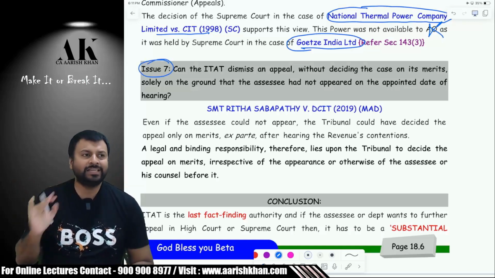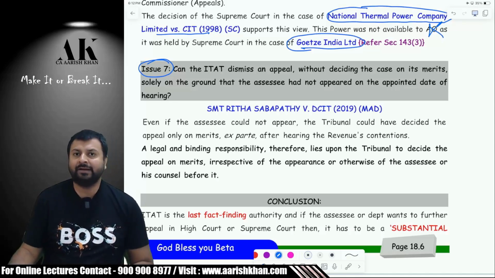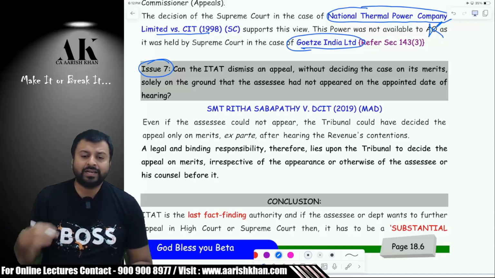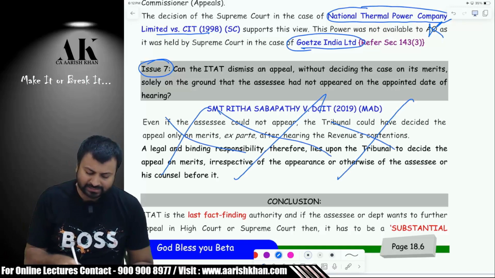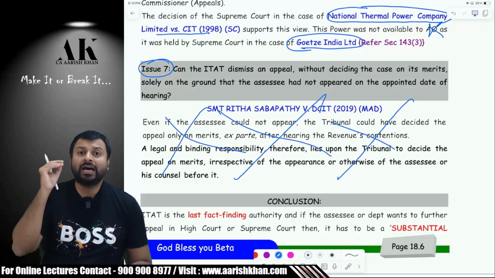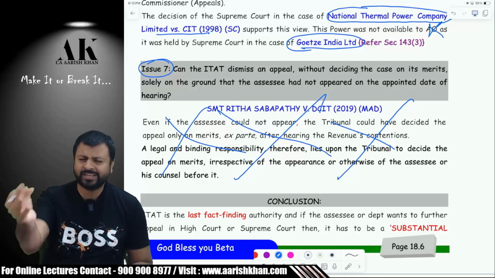There was one assessee who was not able to present himself on time on a particular date in ITAT. Because of some reason he was not present in the ITAT. So because he was not present on time on that date, he did not appear on the appointed date of hearing. Can ITAT pass an order against him? The Supreme Court held, in fact the Madras High Court held, that the ITAT cannot pass such a best judgment order, such an ex parte order, without listening to the other party.